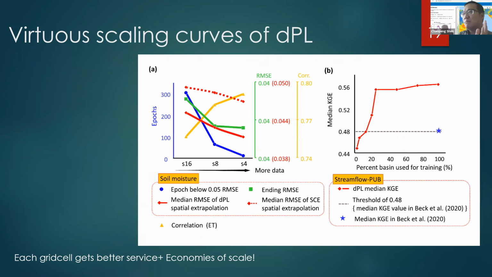So what does this mean? You have orders of magnitude lower computational cost, but everything is getting better. It's like you're getting the economy of scale, but you also get a network effect. Everybody is now getting a better service. So how do you get this?